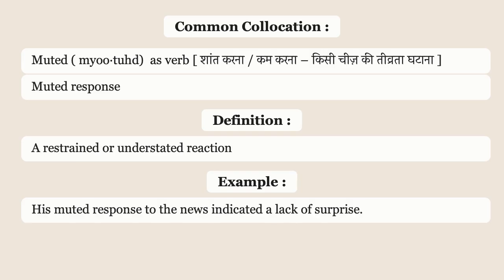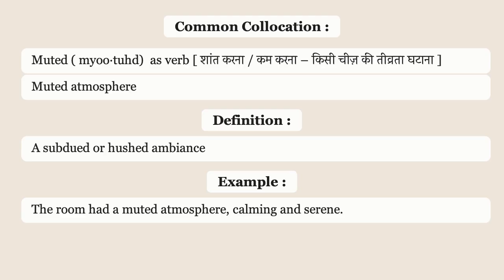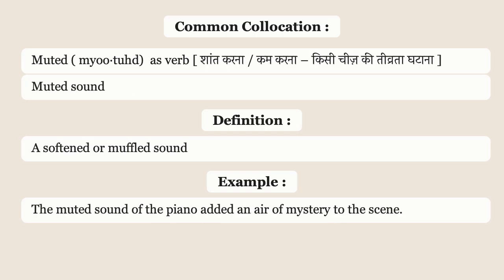Muted response. Definition: a restrained or understated reaction. Examples: his muted response to the news indicated a lack of surprise. Muted atmosphere. Definition: a subdued or hushed ambiance. Examples: the room had a muted atmosphere, calming and serene. Muted sound. Definition: a softened or muffled sound. Examples: the muted sound of the piano added an air of mystery to the scene.